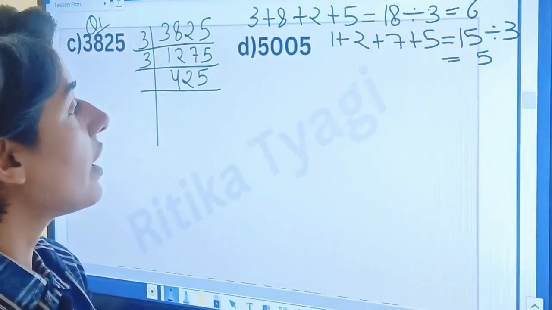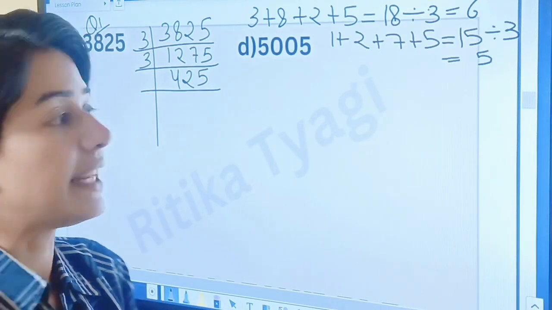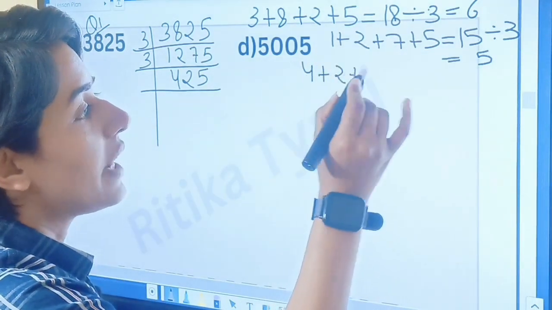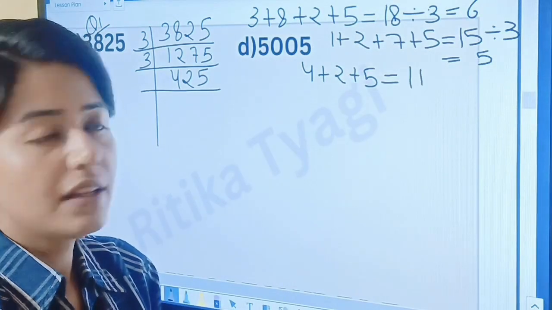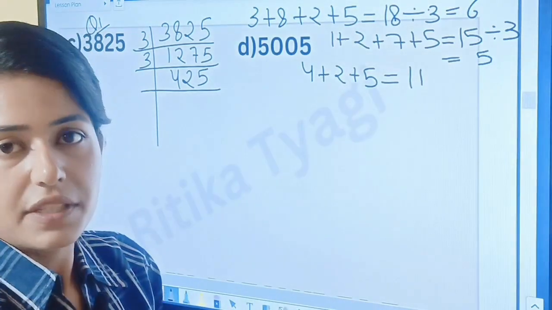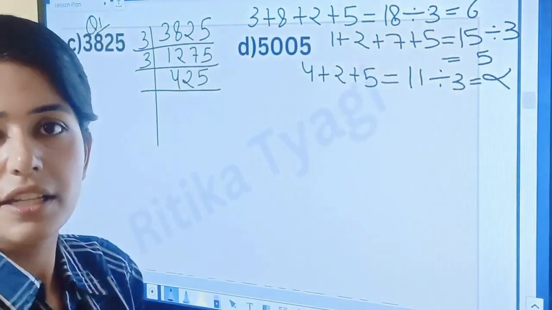425. Now 425 is also an odd number. So further check the divisibility by 3, that is 4 plus 2 plus 5. It is the divisibility rule for 3. Here we get 11. So 11 is not divisible by 3.